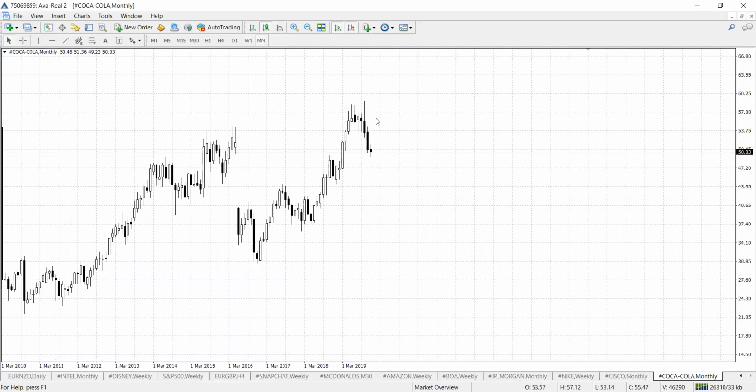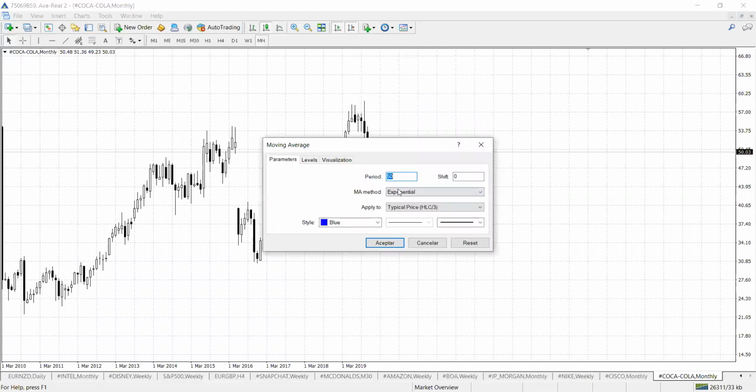And we're looking at the monthly chart. Now, what we're going to do is to apply the exponential moving average 50 period. We're going to use typical price, high, low, close, divided by 3. Okay? And we're going to plot it into our chart. Here we go.